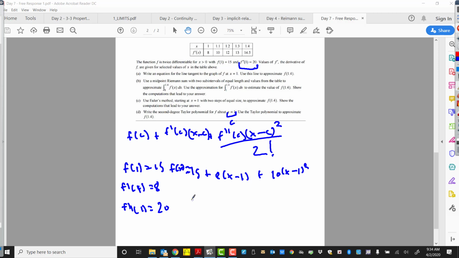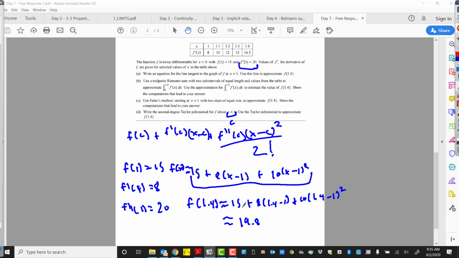for f. And so we want to say, okay, f of 1.4 is going to be approximately what we get when we plug in 1.4. So 15 plus 8 times 1.4 minus 1 plus 10 times 1.4 minus 1 squared. Plug it all in. And once again, not a calculator, so you are going to have to do this by hand. We should end up getting 19.8. This one also had 2 points. 1 point for setting up the correct Taylor polynomial, and then 1 point for the correct answer.